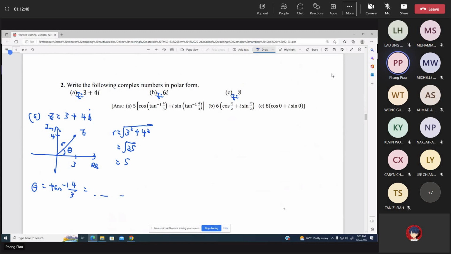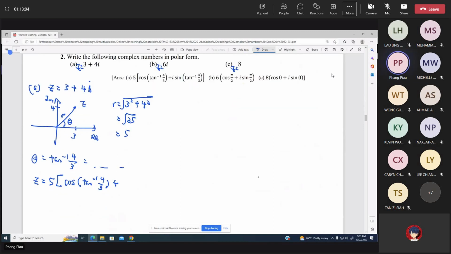Or you may just put it this way. Straight away saying that this is your theta. So your Z in this case will be your r, then you have cos. By that you have to put your theta, but now your theta is inverse tangent 4/3. Inverse tangent 4/3 plus this i, then you have your sine, and this is inverse tangent 4/3. This one. Or you can, of course, find the decimal numbers of this if you want, using your calculator.